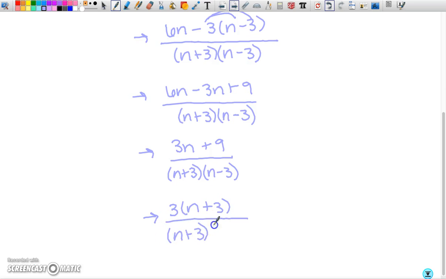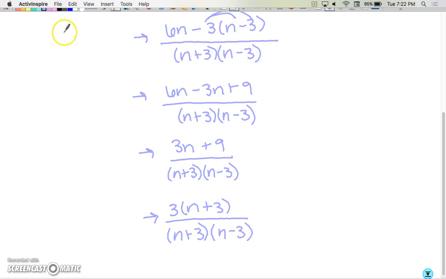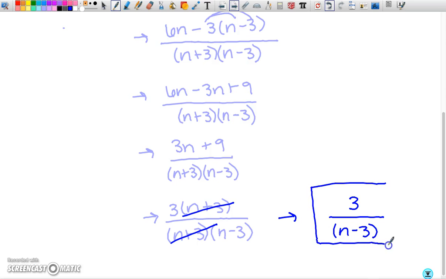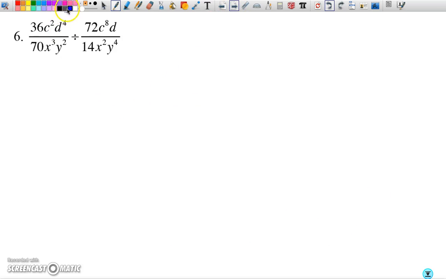And the reason that I did that is because what we can now do is cancel out a common factor from the numerator and the denominator, and that would be your n plus 3 that cancels out. So your final answer would be 3 over n minus 3, and there we go. Okay, so common denominator, and from there it's just simplifying. All right, the next problem we'll do is number 6.